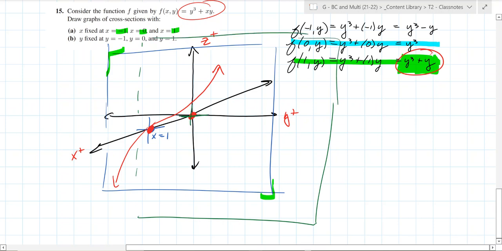And where does that cross? It crosses right here. Well, that's just y cubed, right? So what does that one look like? Very similar, right? There's y cubed. But what about the last one?